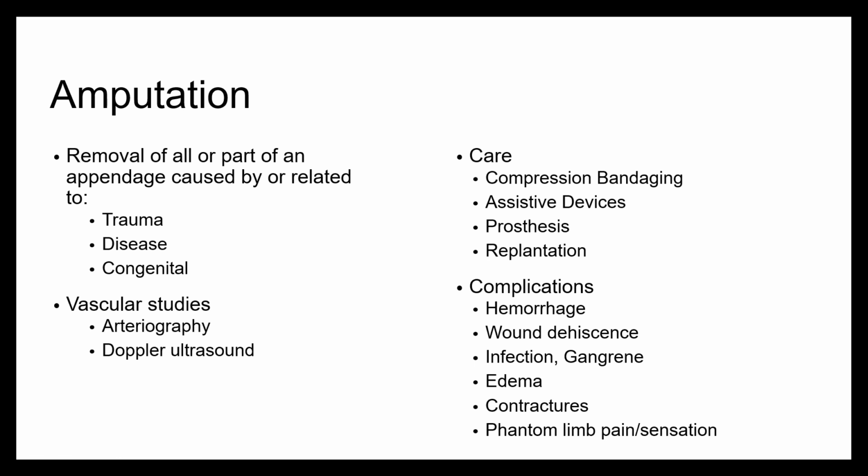Then that plastic bag is placed on ice. So we do not want direct contact between an amputated part and ice or water, because this would actually cause further tissue damage and cell death, and it would leave it unable to be replanted. So again, it's just important to keep it moist, yet keep it off of the ice and water directly. So it goes into that plastic bag first.